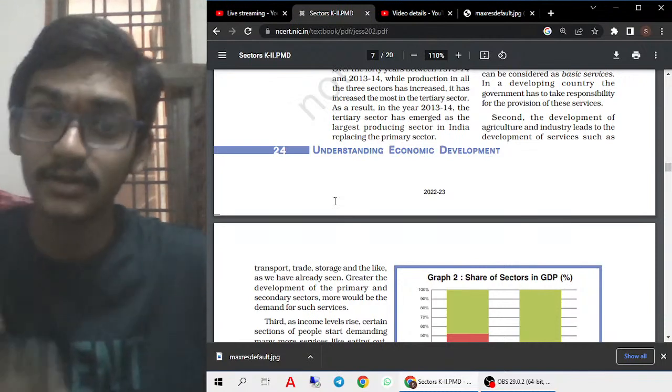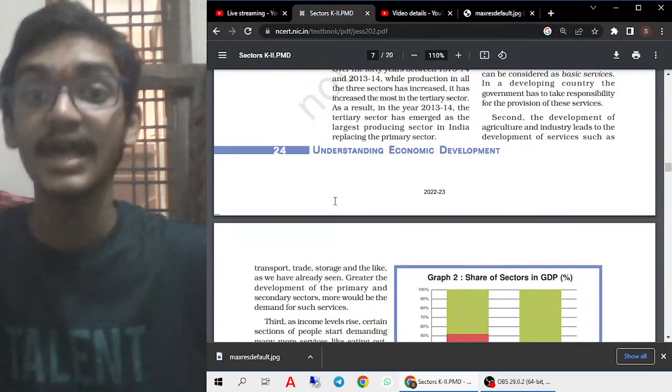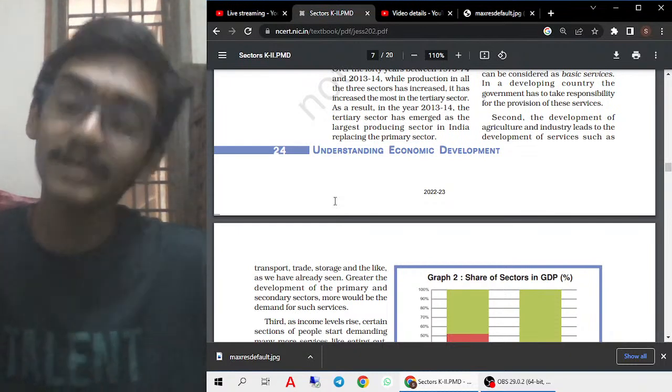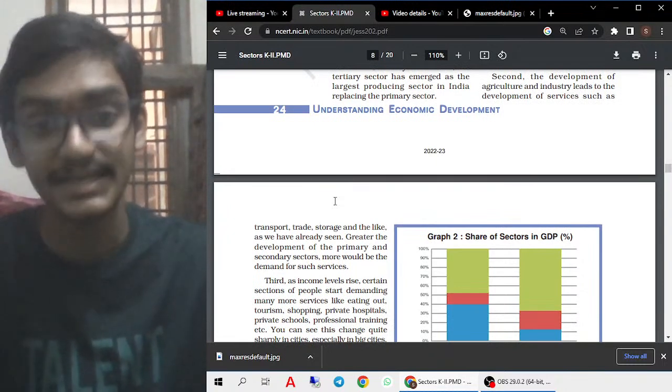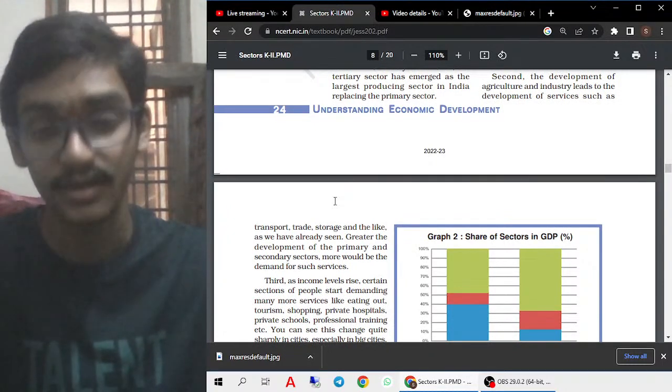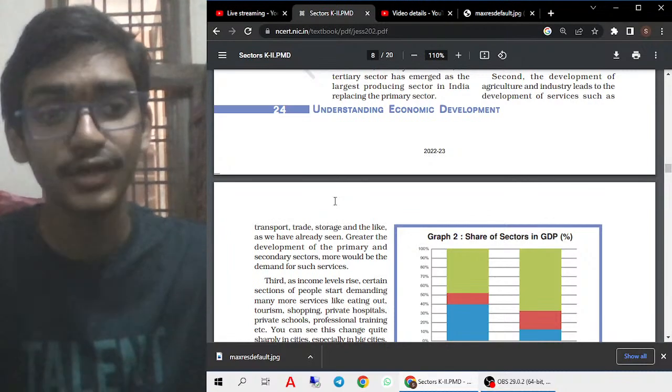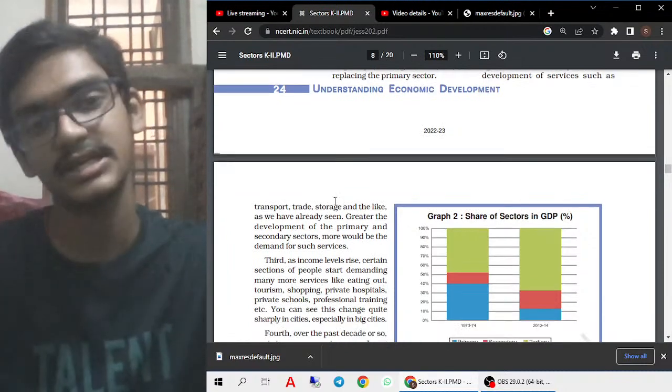So in that process also, the tertiary sector is increasing very much, and the importance of the tertiary sector is also increasing. So that is the important reason. That means the growth of the agriculture industry is actually leading to the growth of the service sector. That is, transportation, banking, insurance, storage and everything is increasing very much.